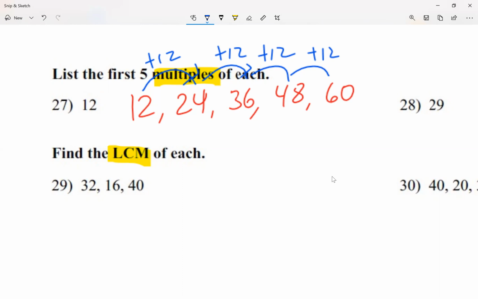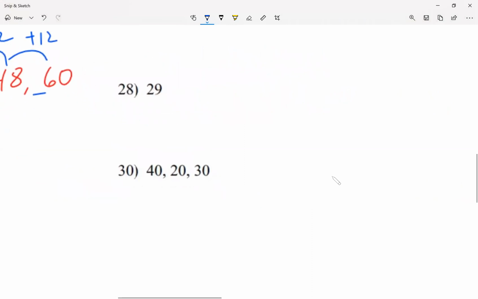Don't forget that when you type in your answer, there's a comma in between the numbers, and don't forget there's a space. So let me emphasize, there is a space after each comma. Don't forget that space. All right, let's take a look at number 28.